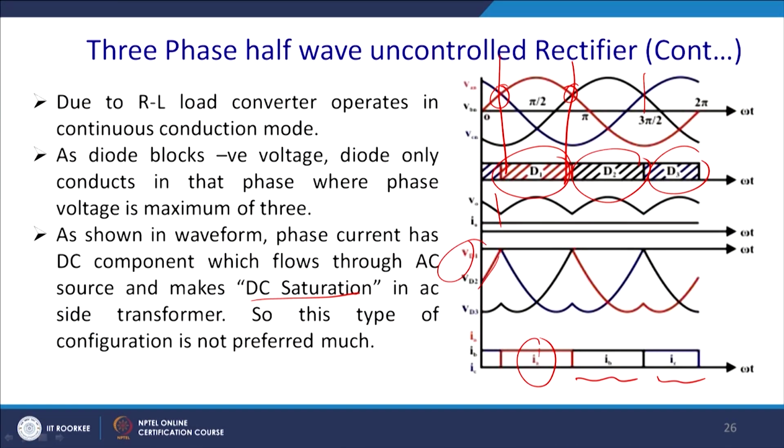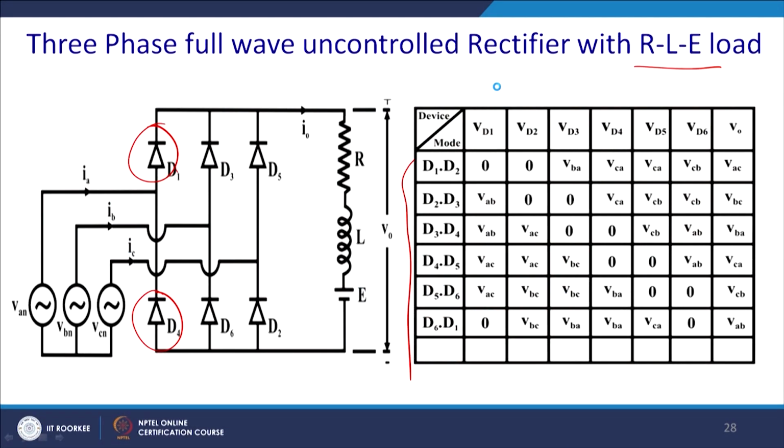So, for the first 60 degree, of course we start from the point where phase A and C intersect, and we split from this point in 60 degree intervals. So, it starts from pi by 6 to pi by 2. In that configuration, D1 and D2 conduct, and when diodes D1 and D2 conduct, you can see that these are 0.